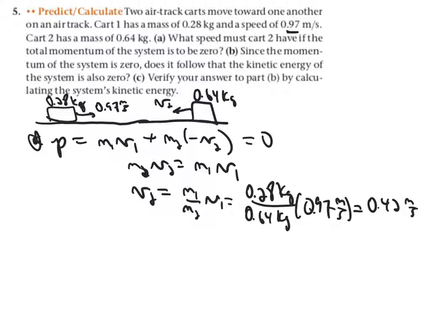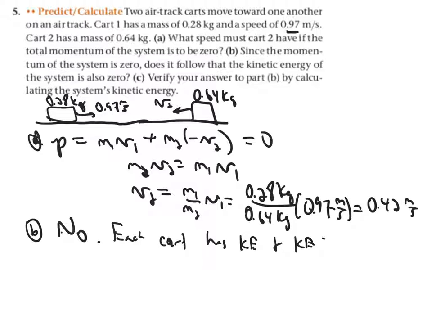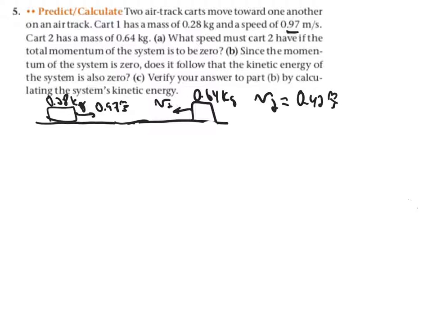Part B says, is it true then that the kinetic energy must be 0 since the momentum is 0? And this is clearly no. Each cart has kinetic energy, and kinetic energy is always greater than 0, so they can't sum to less than 0. The only way you could end up having 0 kinetic energy is if both of them were not moving, but they are clearly moving.